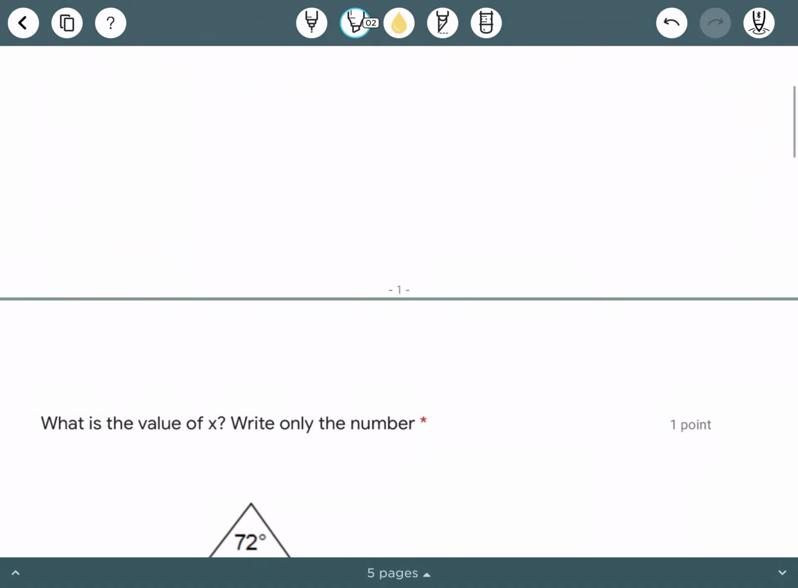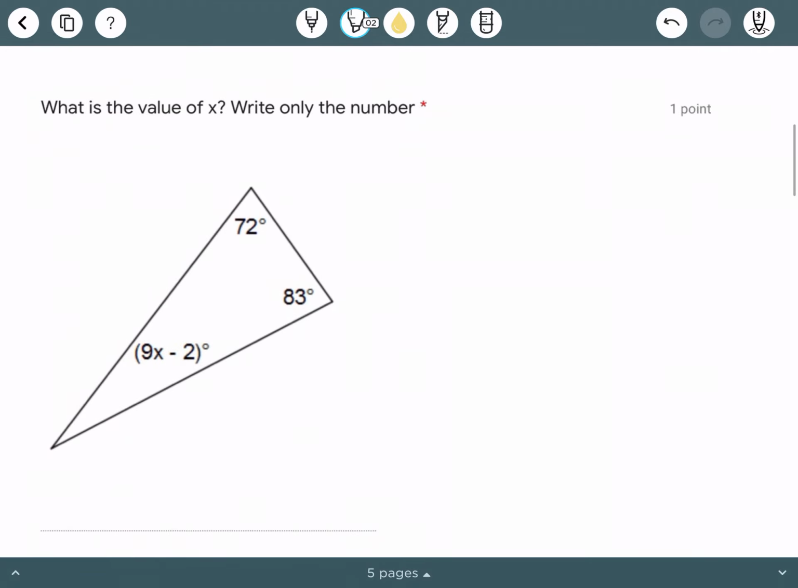All right, 2. What is the value of x? Write only the number. So we have some angle measurements here. We're given the measurement 72 degrees, 83 degrees, and then we have a little expression for this third angle here, which is 9x minus 2 degrees.